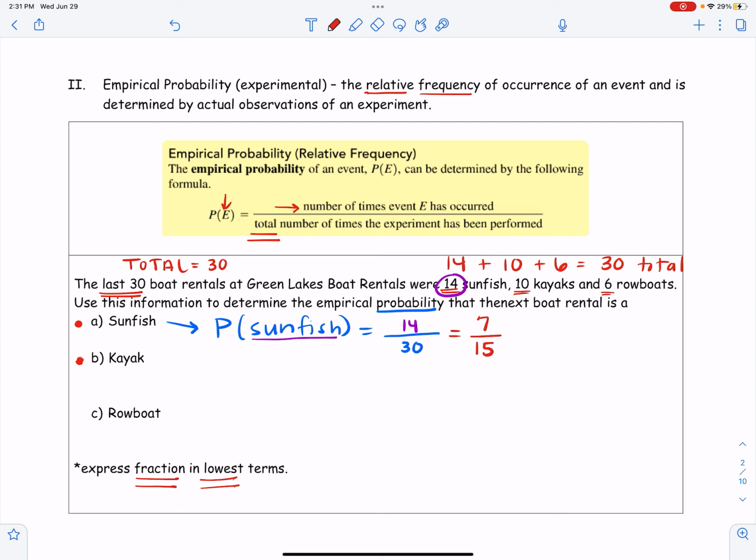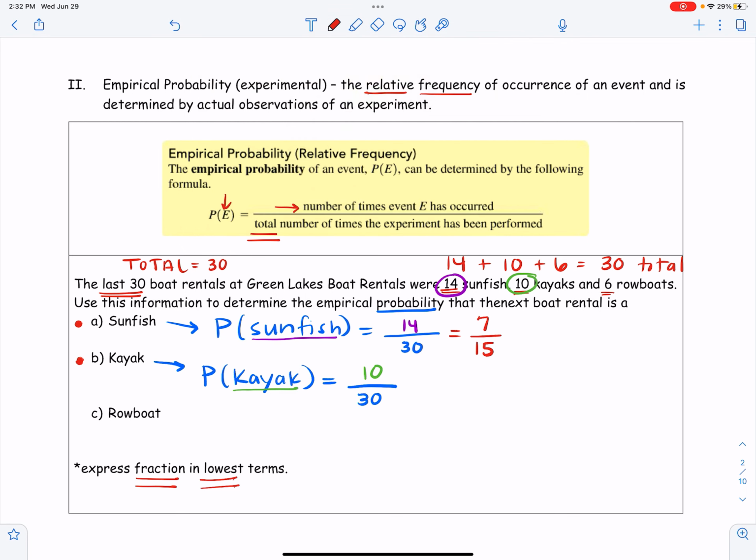All right, and so whatever event I want to look at, I can use this exact same rule. Here I want to know the probability that the next boat rental is a kayak. And so I'm going to use that same rule. I'm going to set up my ratio or my fraction. Total goes on the bottom. And then this time, the event that I'm looking at specifically is that I get a kayak. So I take the number of times that occurred, there were 10 kayaks, and just divide it by the total.